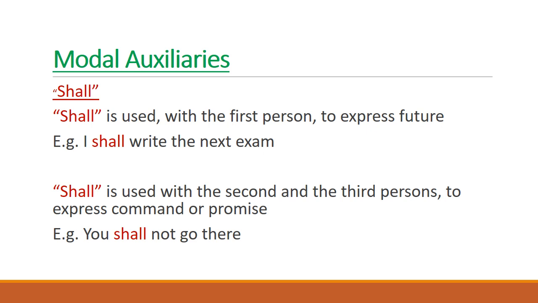Shall is used with the second and third persons to express command or promise. Second person perspective is the you perspective and third person perspective is he, she, it or they. Here the example is, you shall not go there. So here it is used in the second person perspective. You shall not go there. So when it is used in the second person or third person perspective, it expresses command or promise. Here it is command. You shall not go there.